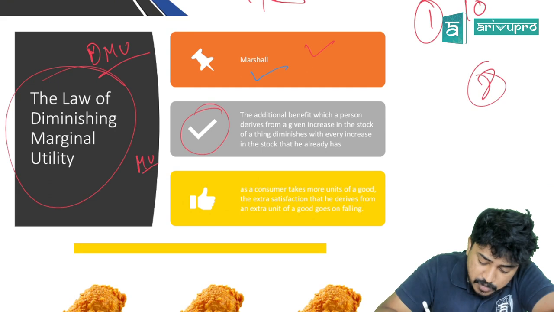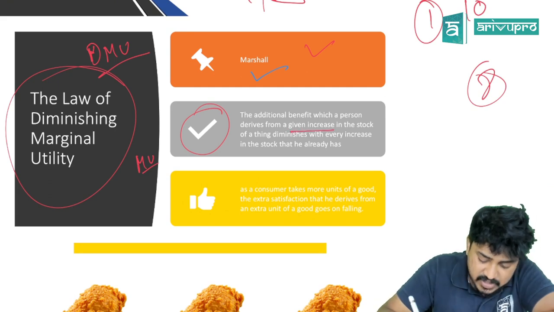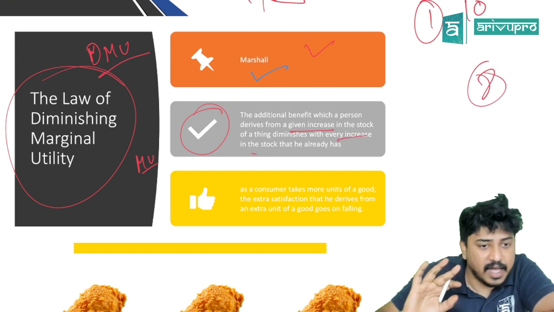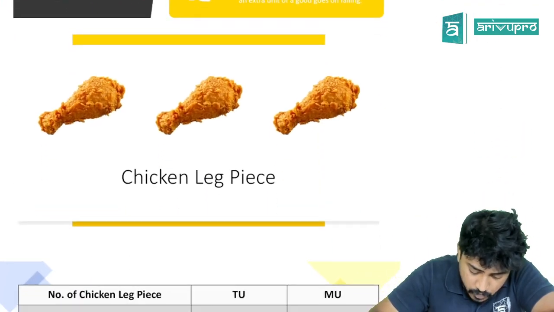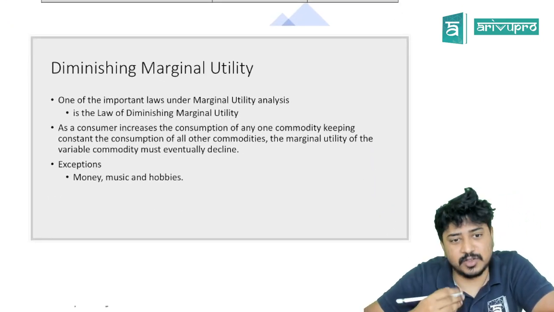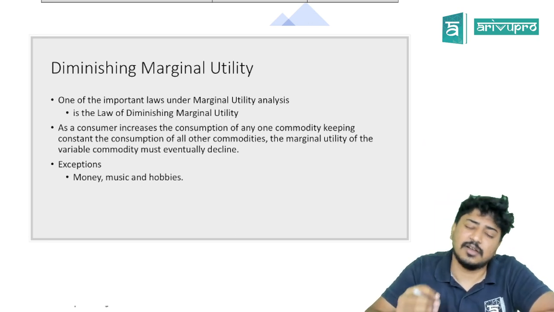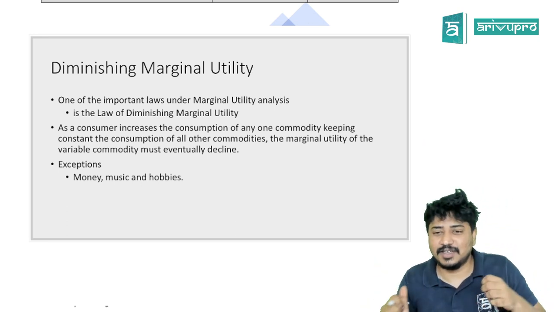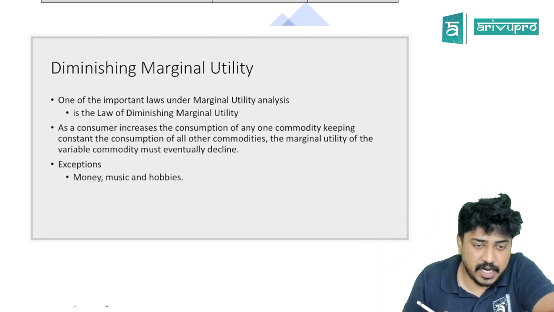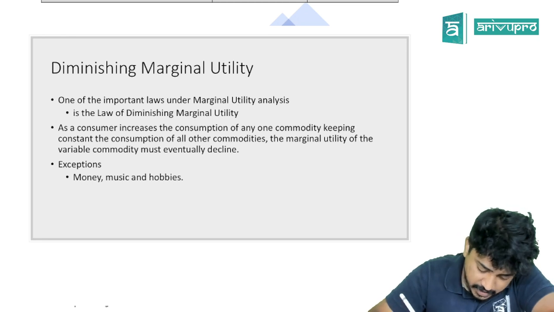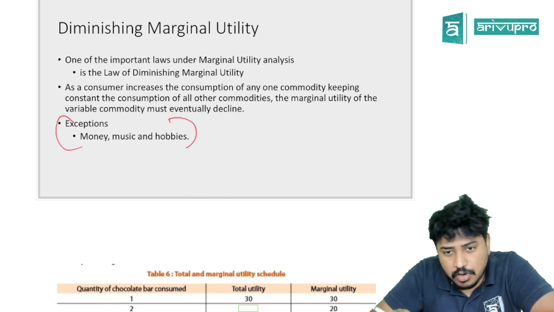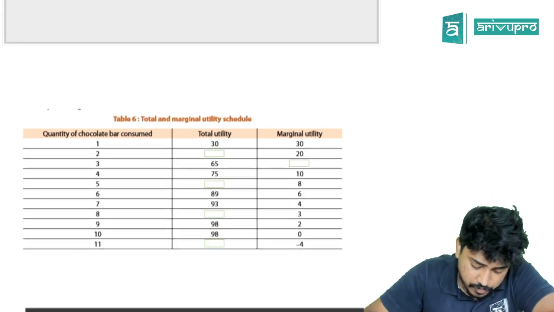The additional benefit which a person derives from a given increase in stock of a thing diminishes with every increase in the stock he has already had. Are we clear? We saw the chicken leg piece example, right? Ate one chicken leg piece, very good. Second chicken leg piece was good. Third leg piece was just for the sake of eating it, right? The satisfaction kept on falling from the extra chicken leg piece. Done. But there are certain exemptions to it, that is money, music and hobbies, right? That is also being told.